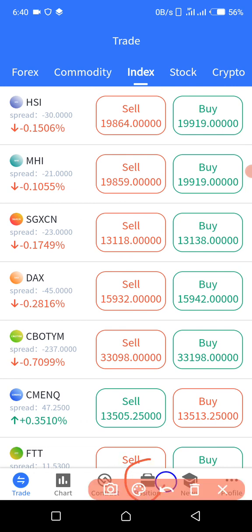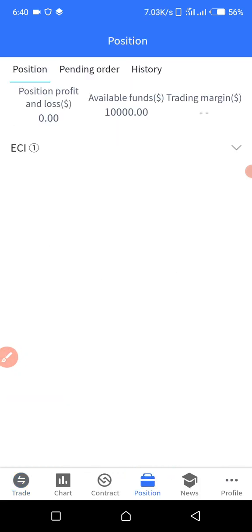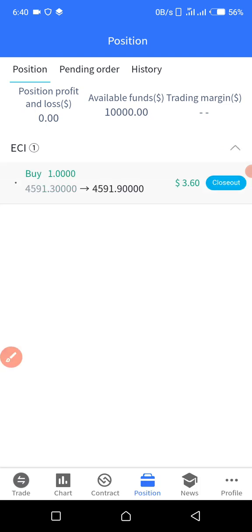So I'm going to see how my trade is going. I'm going to click here on the positions down over here. It's like a briefcase down there. When I click on this arrow pointing down over here, you'll see that I'm already in profit.